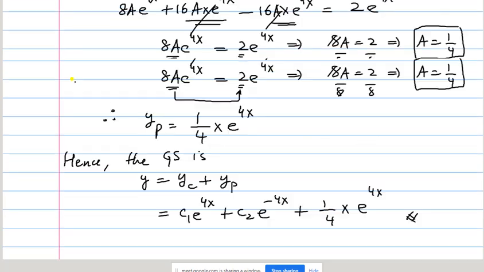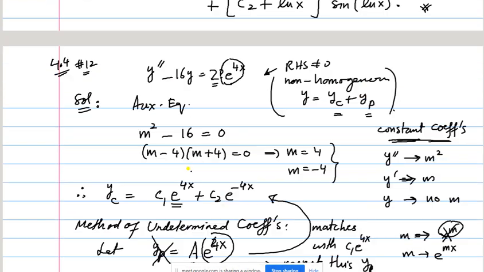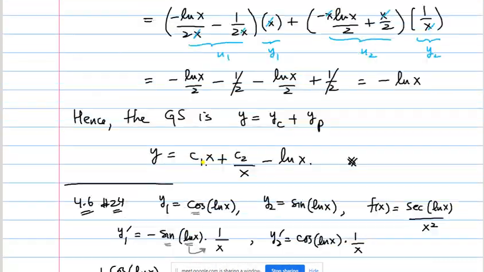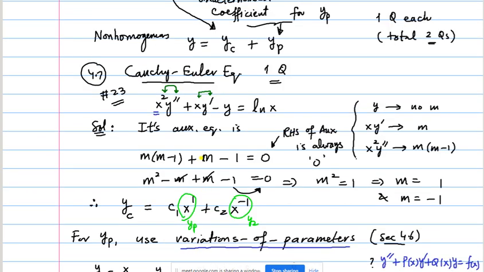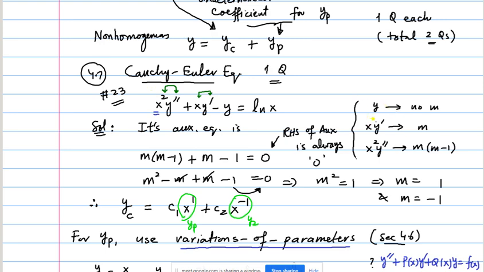For the Cauchy-Euler equation, here I did a Cauchy-Euler equation, right? So you have to be careful here: for y prime, the whole thing becomes m, and for x squared y double prime, it becomes m times m minus 1. If you have x cubed y triple prime, then this whole thing will become m times m minus 1 times m minus 2. We add a new factor, and m minus 1 stays there.